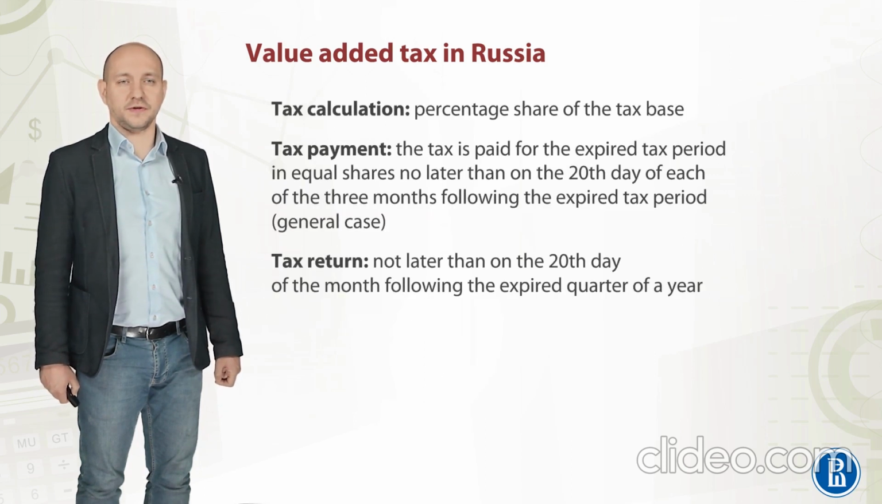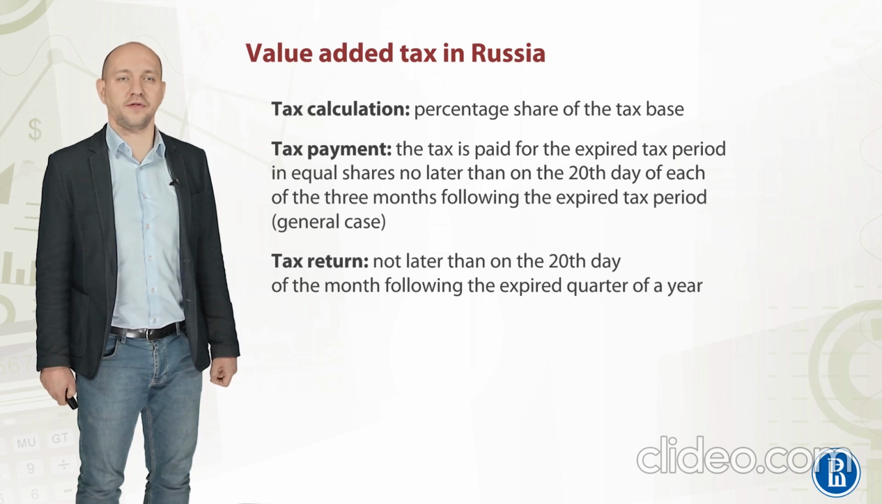The tax calculation is pretty easy. It's a percentage share of the tax base. The tax is paid for the expired tax period in equal shares, no later than on the 20th day of each of the 3 months following the expired tax period. And the tax return is due not later than on the 20th day of the month following the expired quarter of a year.